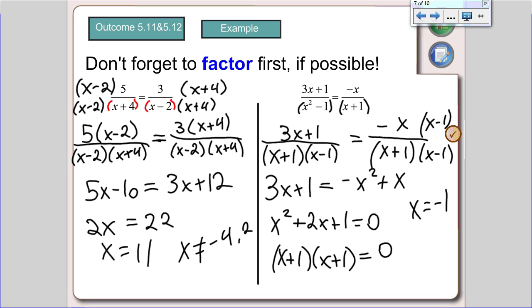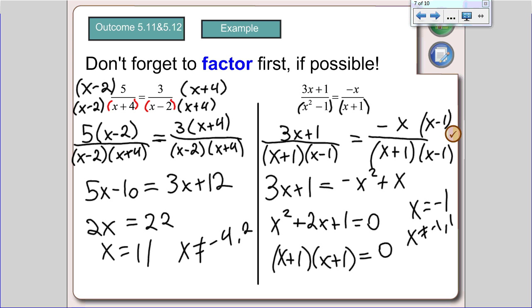Now what do you check? We know non-permissible values. So go back to the beginning. What can x not equal? It can't equal negative 1 or 1. So this is an extraneous root. So you put there's no solution. Wait, the bottom is x squared minus 1. Oh, yeah. Factor it.